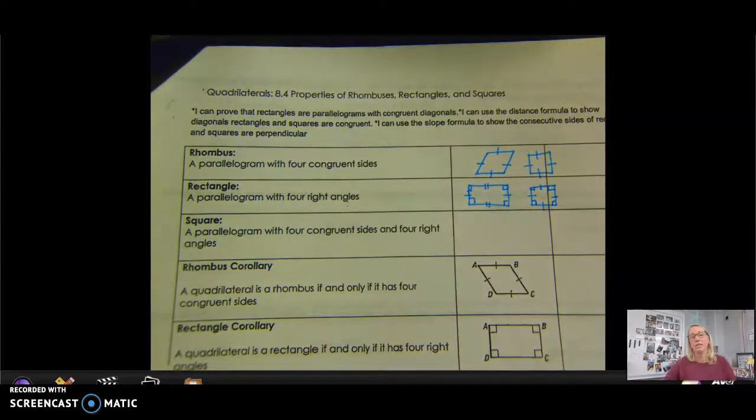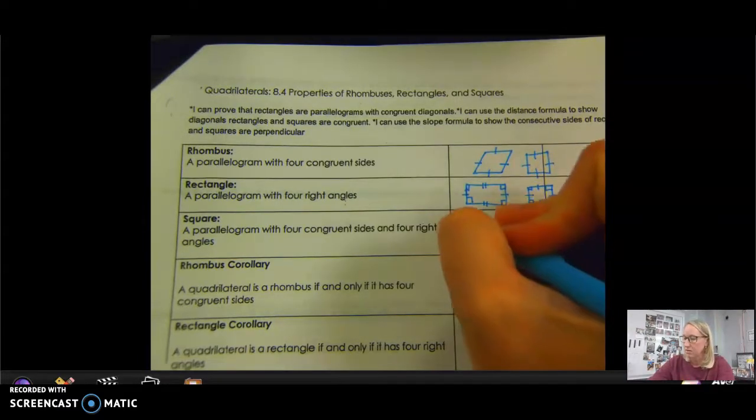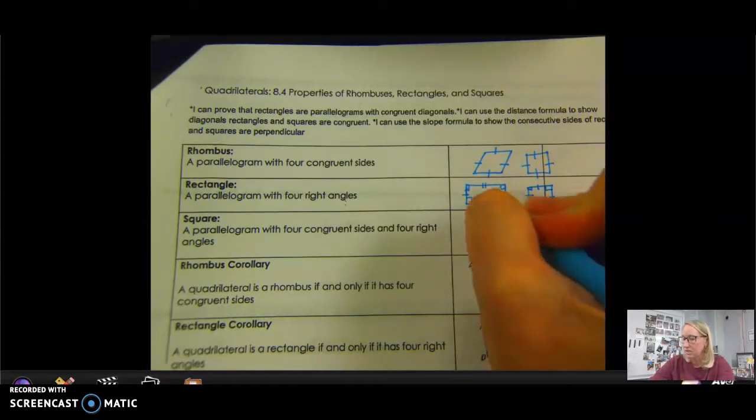So then we have a square. A square is a parallelogram, but it's also a combination of a rhombus and a rectangle, because it has to have all 4 sides congruent, like on a rhombus, but it also has to have all right angles, like on a rectangle.